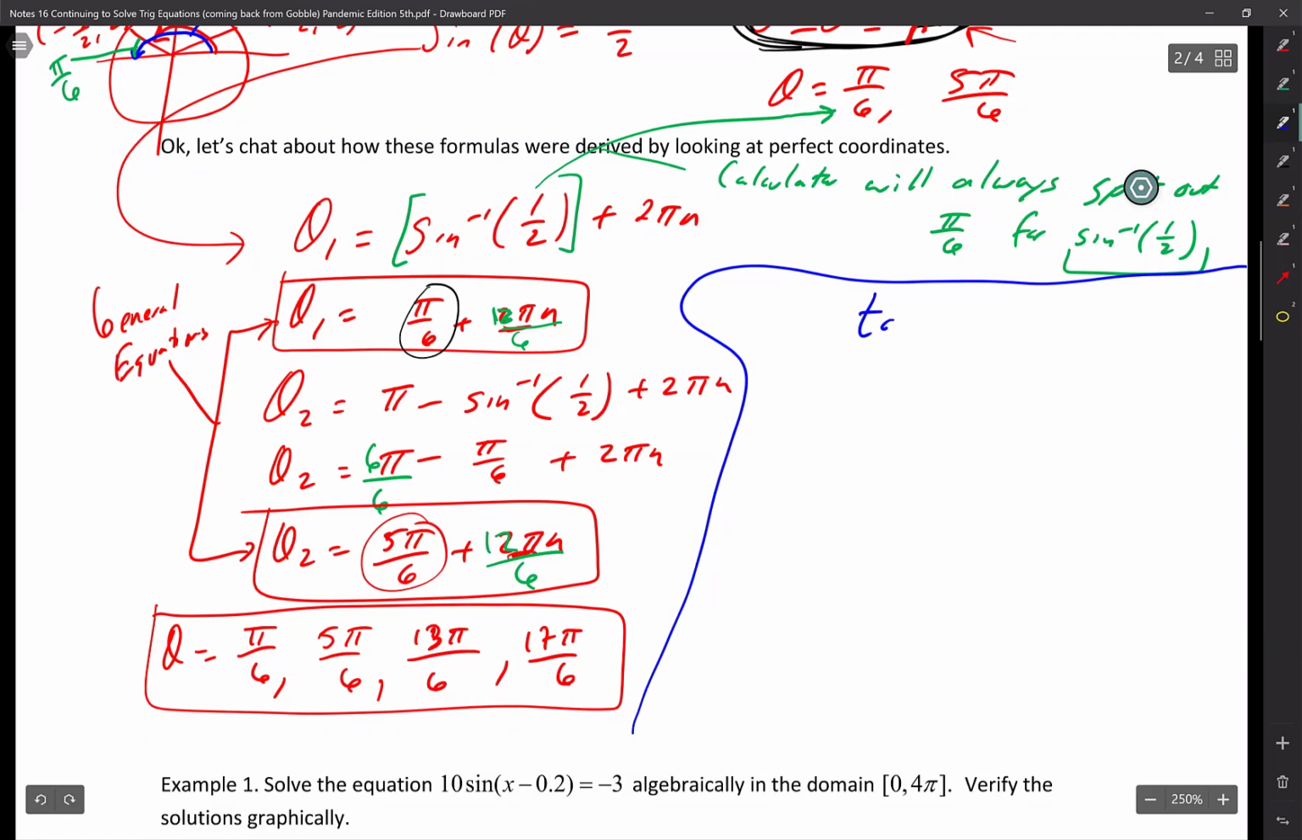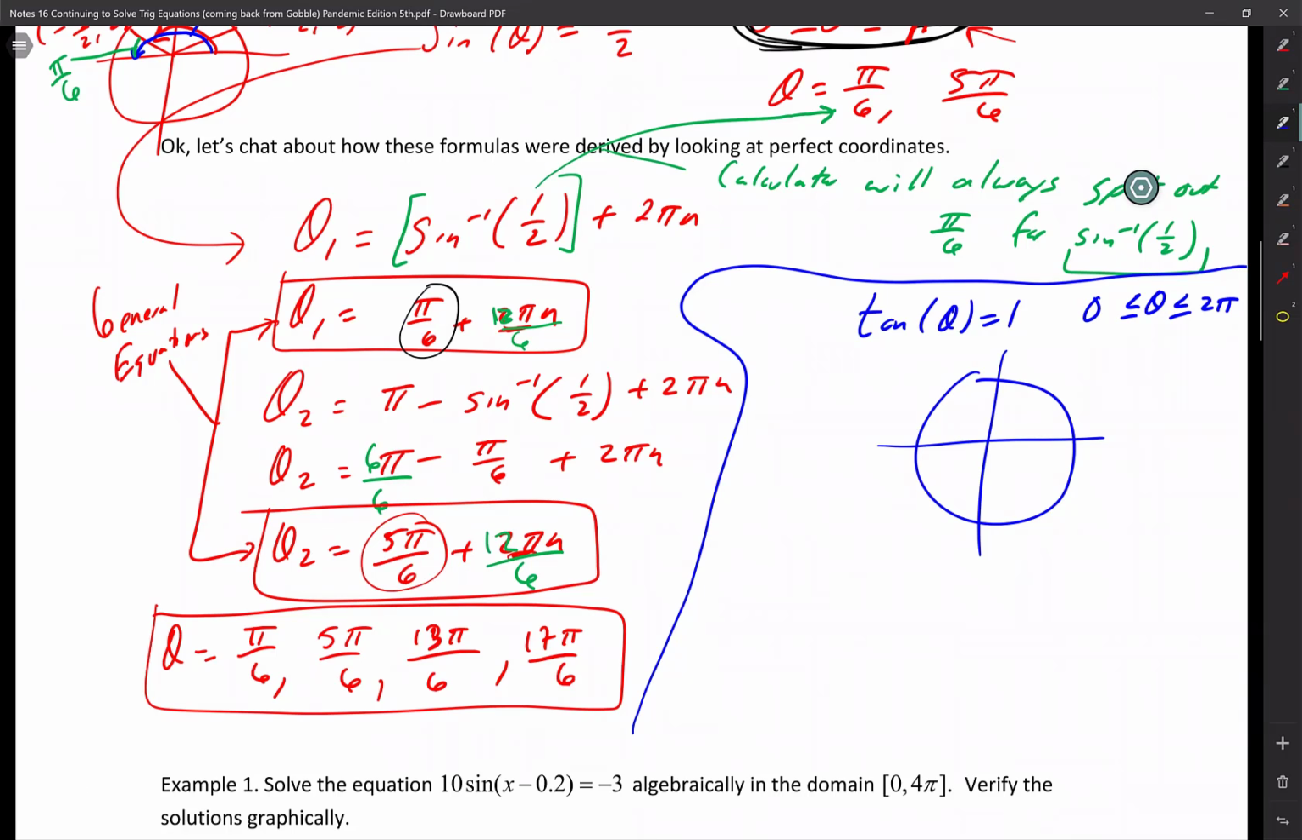So let's just work on this one. Tan theta equals 1. And again, I want all answers between 0 and 2 pi. So tangent's one of the easiest ones, guys. You just have one equation because, well, why? Because look, this is the only location, the only time that your magnitudes for x and y are the same. And that happens at pi over 4.